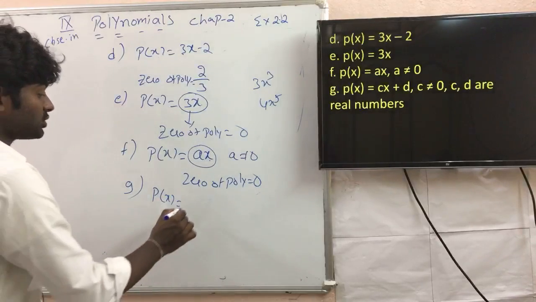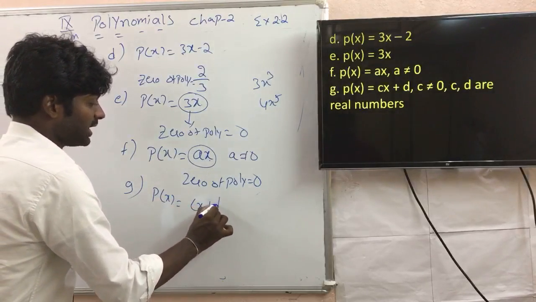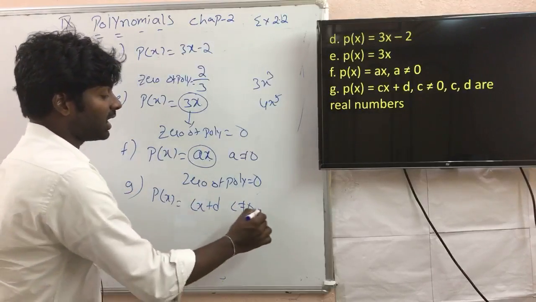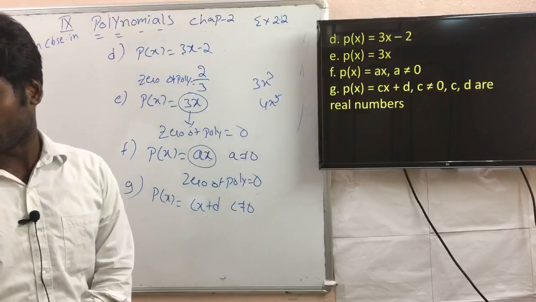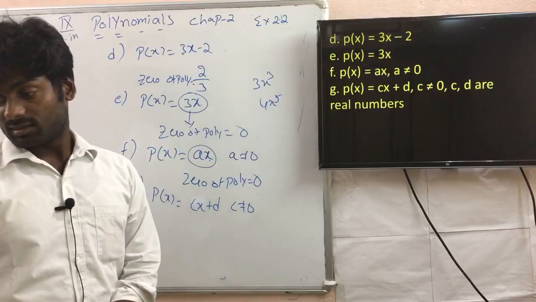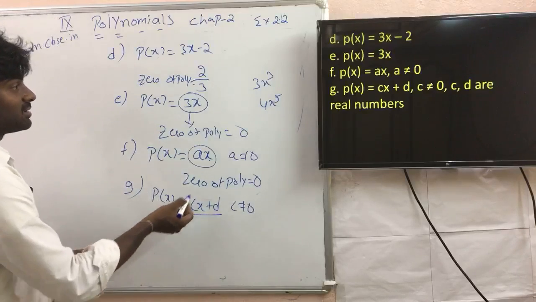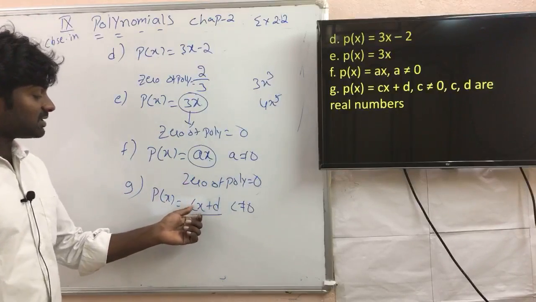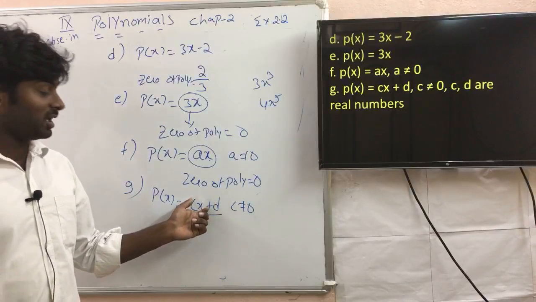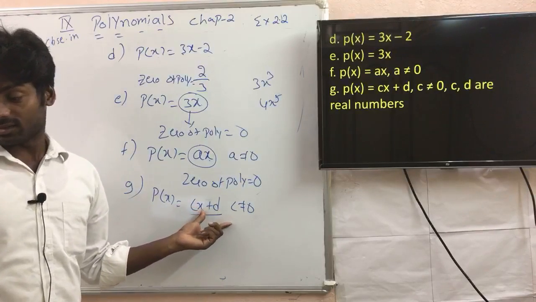P of x equals cx plus d, where c not equal to 0, and c and d are real numbers. See, already I said it is in the form of ax plus b, but here he has given cx plus d. Directly you can answer this. If you observe the ax plus b, you can directly answer this.